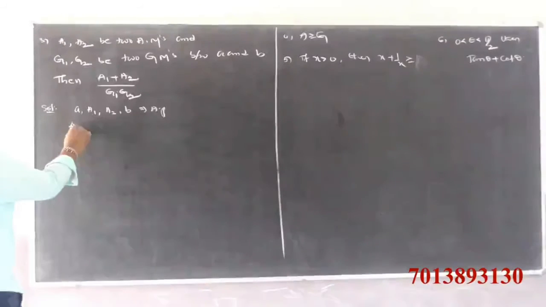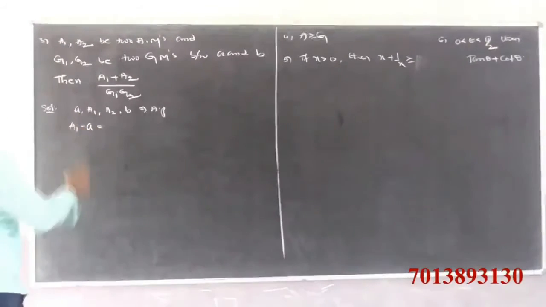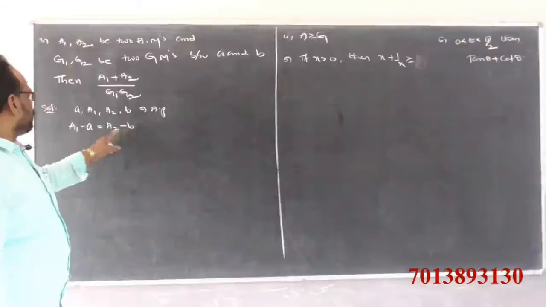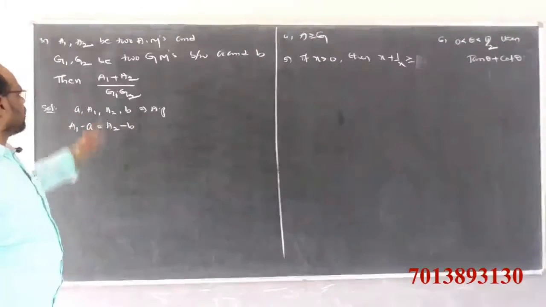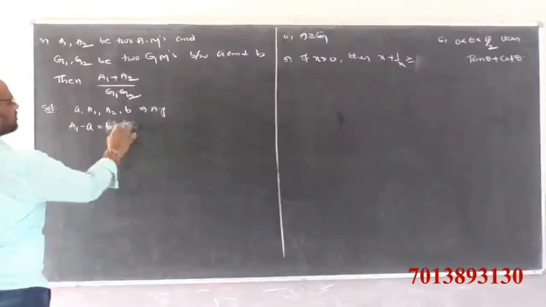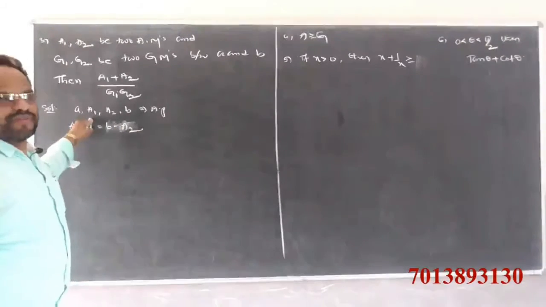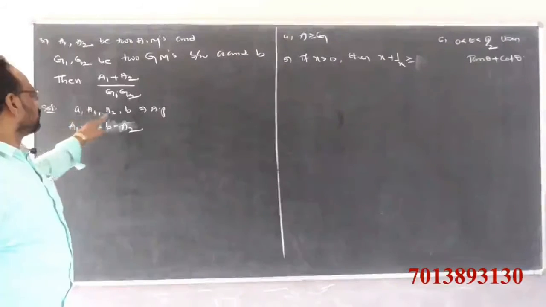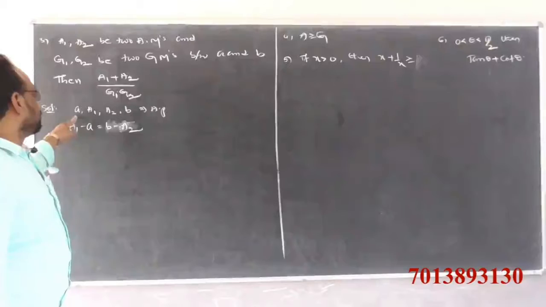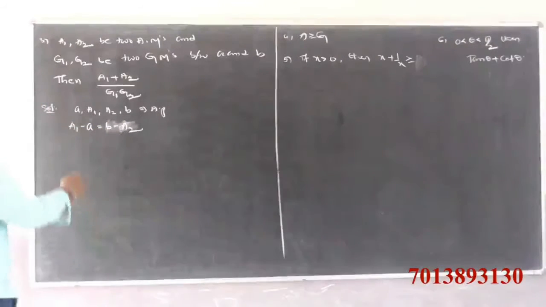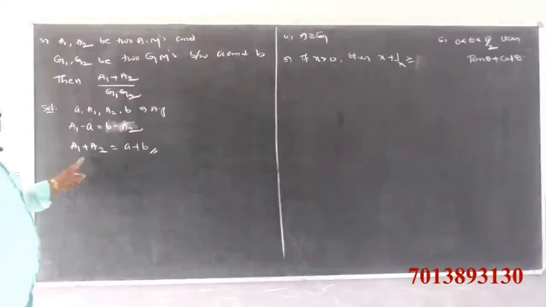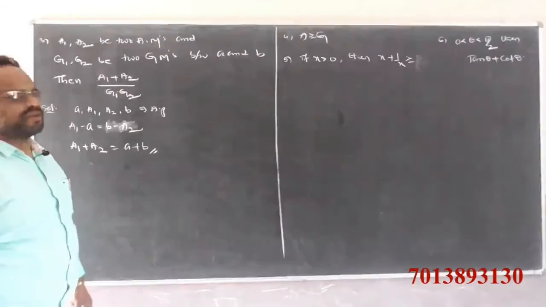That means A1 minus A is equal to A2 minus A1, is equal to B minus A2. We want A1 plus A2. The common difference between any two consecutive terms is the same, so A1 minus A is equal to B minus A2. If you transpose here, we get A1 plus A2 is equal to A plus B. A1 plus A2 value is A plus B.